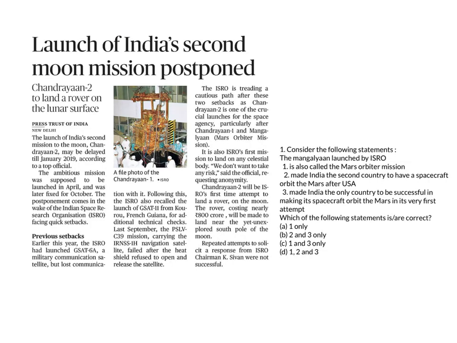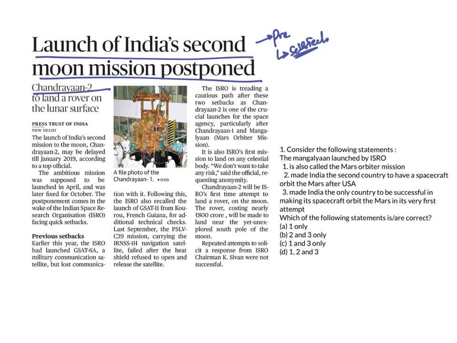Next article is: launch of India's second moon mission postponed. This article will help you in prelims through the topic of science and technology. You can read this article. Here you have to know about this Chandrayaan-2 mission, what the features of this mission are, whether this is the first mission to the moon or not, and any other special points regarding Chandrayaan-2.